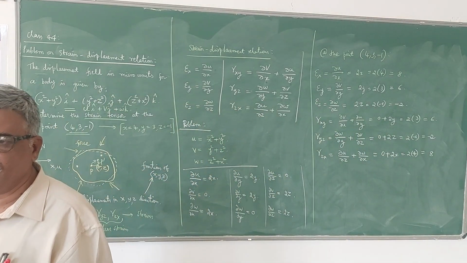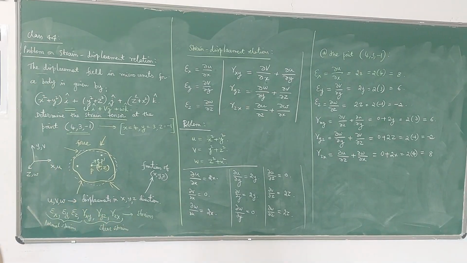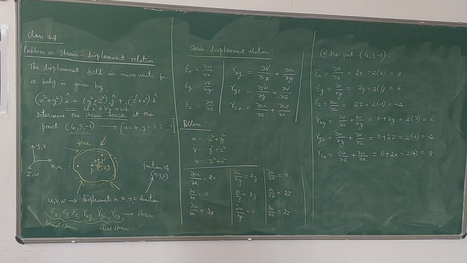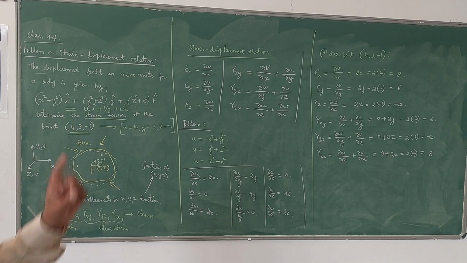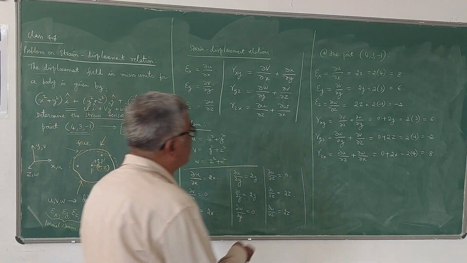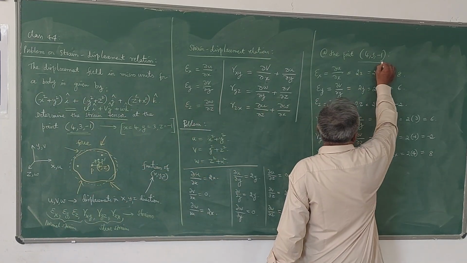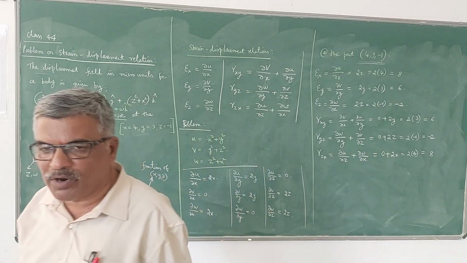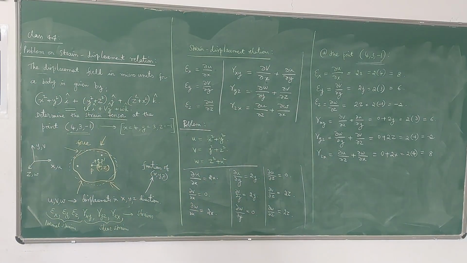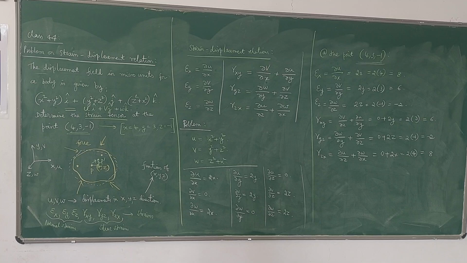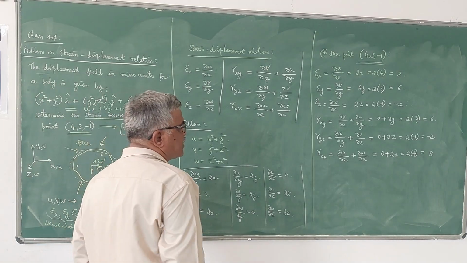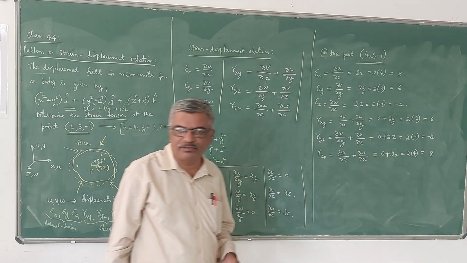Strain doesn't have any units. Unitless. Stress is in MPa, GPa, but strain has no units. So these are the values at that particular point. Suppose if the point is defined, then those values of x, y, z we have to take. Suppose if they ask you to find at the point 1, 2, 3, you have to put x is equal to 1, y is equal to 2, z is equal to 3 and get different values. So 6 values we have got now.